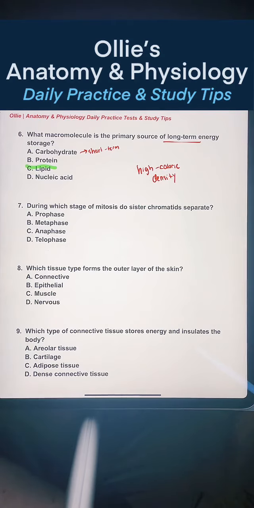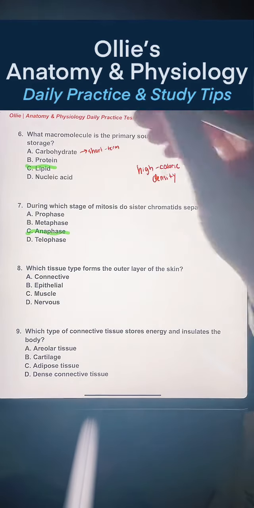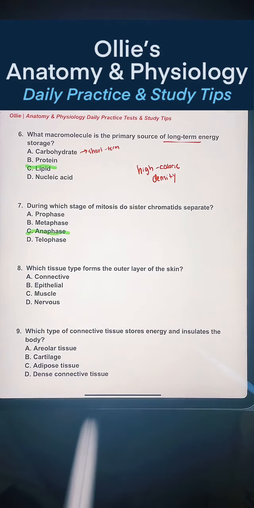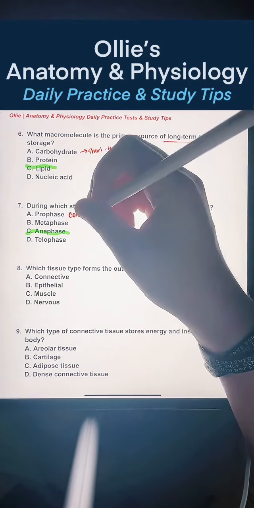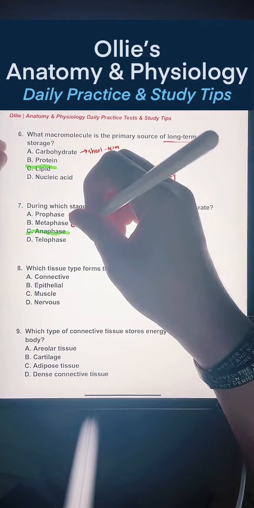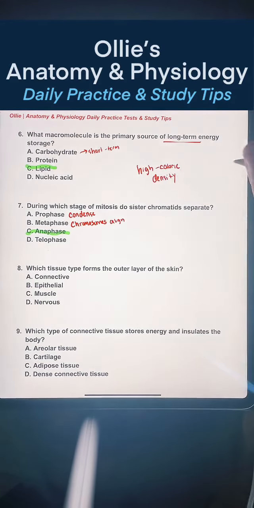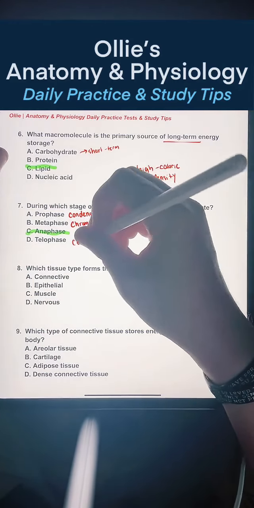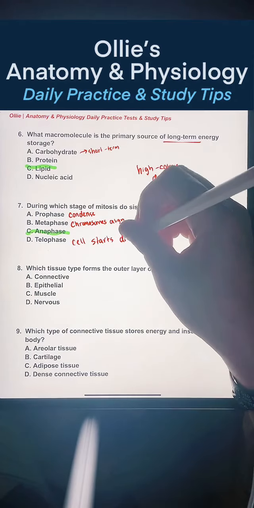Number 7, during which stage of mitosis do sister chromatids separate? The answer is C, it is anaphase. During anaphase, they are pulled apart. During prophase, this is where they condense. During metaphase is where the chromosomes align. Telophase is where the cell actually begins to divide.